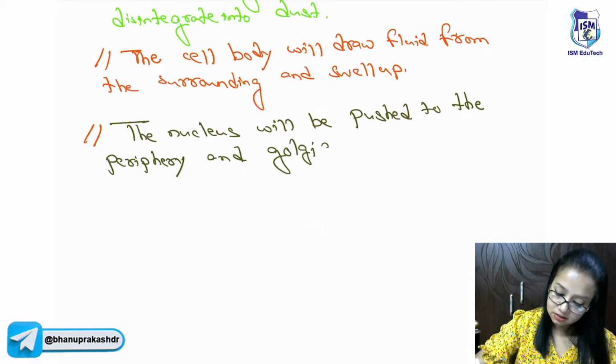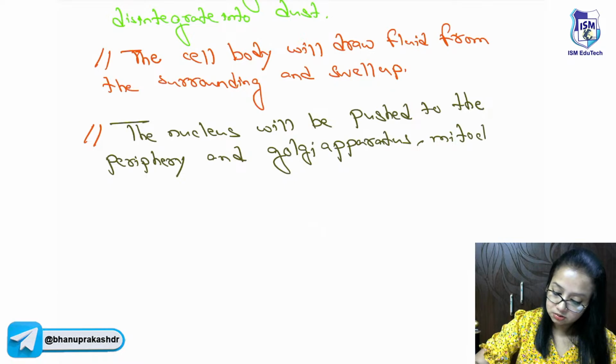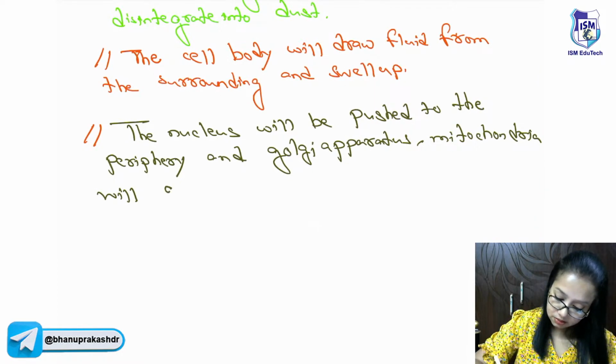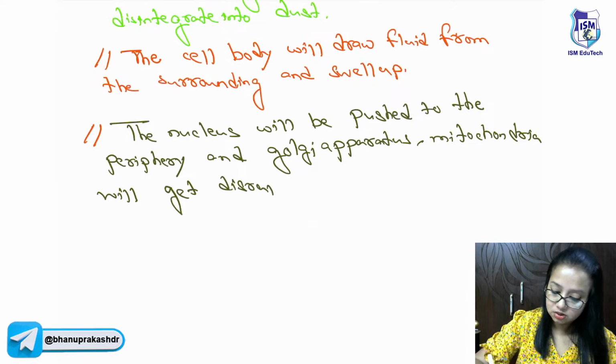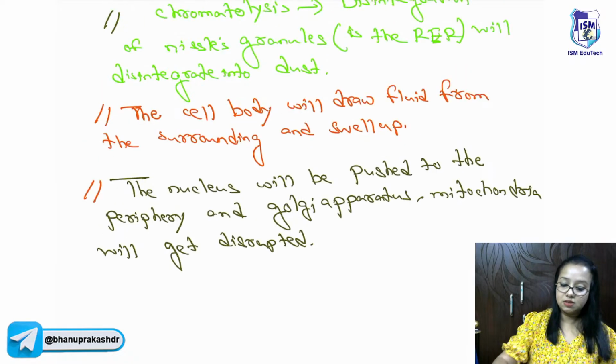Golgi apparatus, mitochondria will get disrupted. Like they will get fragmented and they will get disrupted.